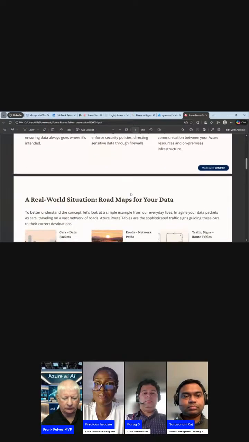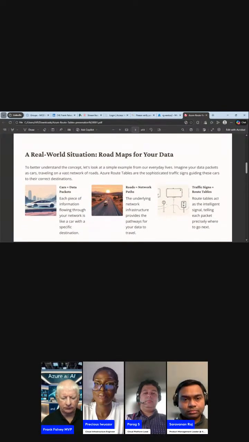In my next slide, I have real-world scenarios of Azure Route Table. To better understand the concept, let's look at a simple example from our everyday lives. Imagine your data packets as cars traveling on a vast network of roads. Azure Route Table is a sophisticated traffic sign guiding these cars to their correct destination. Now, the cars in this analogy are the data packets. Then the roads I specified here are the network path. Then the traffic signal is the route table.